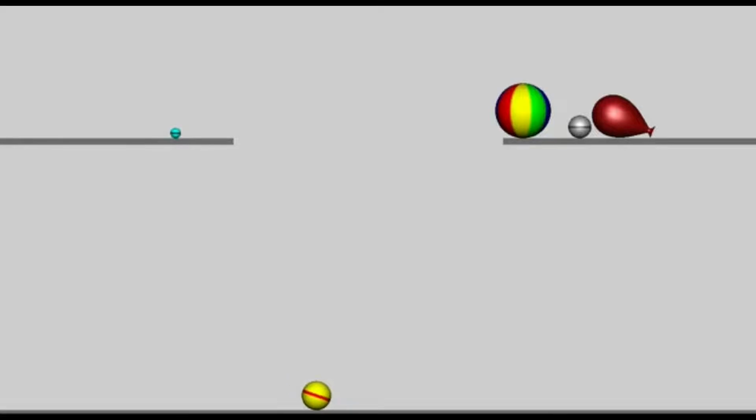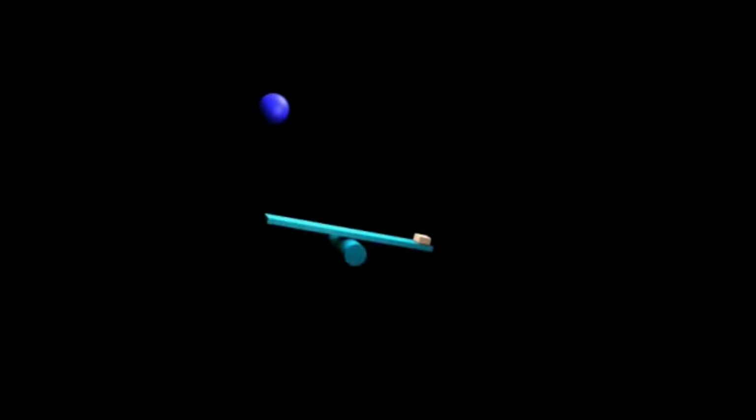Next, let's revisit this animation from the last lesson. The blue ball is initially elevated, so it has potential energy. But as it falls on the seesaw, it pushes the seesaw over a distance, so it does work. But now look at the ball. In the process of performing work on the seesaw, it has ended up on the ground. It has no potential energy left and very little kinetic energy. It lost energy by doing work.